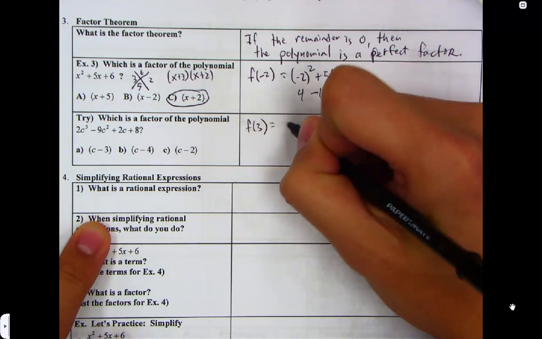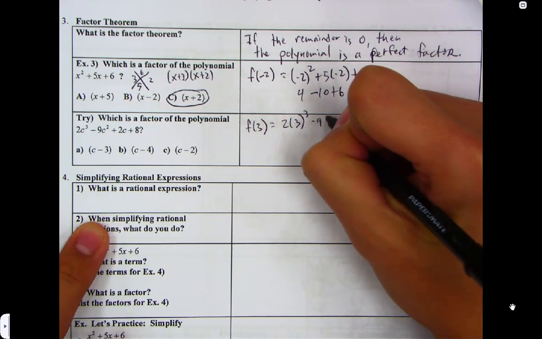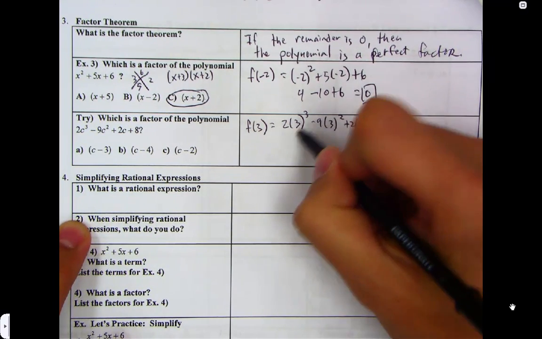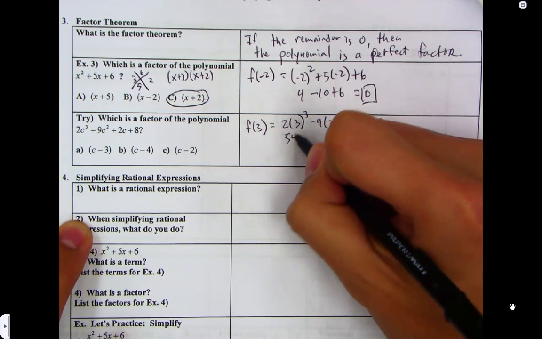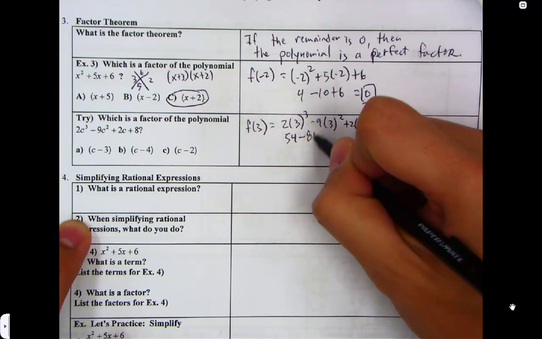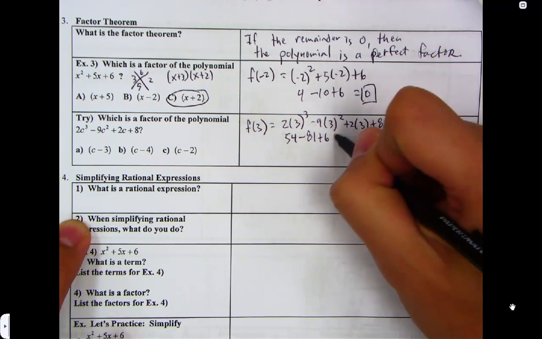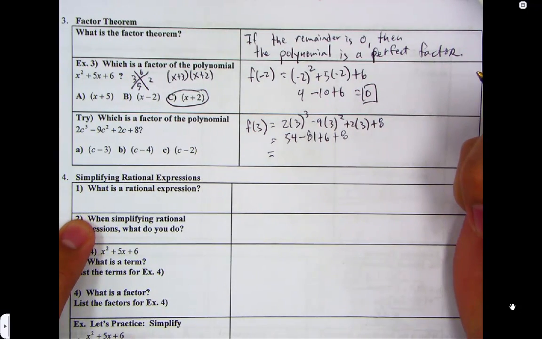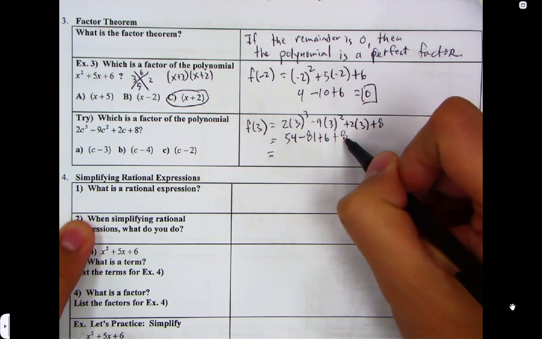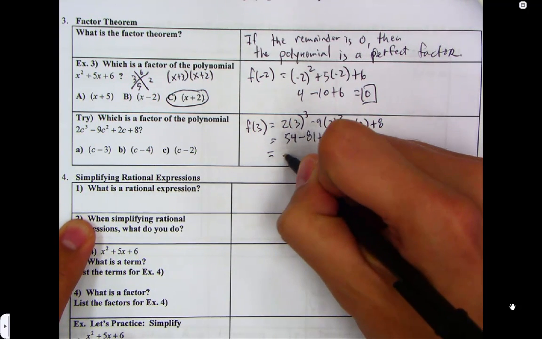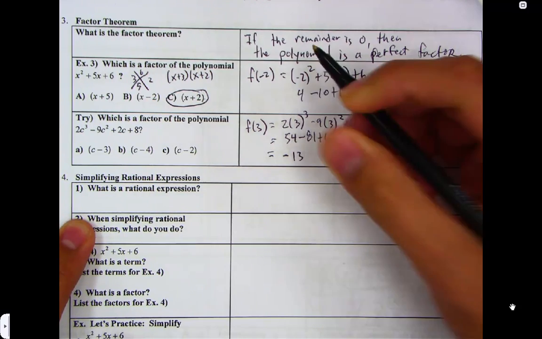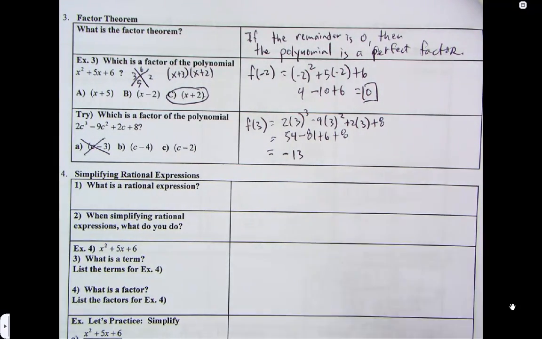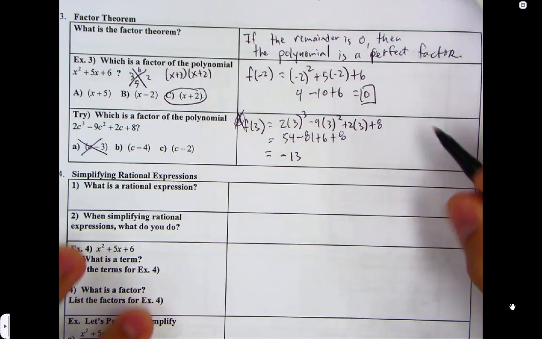F of 3, 2 times 3 cubed minus 9 times 3 squared plus 2 times 3 plus 8. 3 cubed is 27 times 2 is 54. 3 squared is 9 times negative 9 is negative 81. 2 times 3 is 6 plus 8. So that would be 60, 68, and negative 81 is negative 13. Since it's not equal to 0, this is not a perfect factor, so I can cross that one out. I'm going to try B.